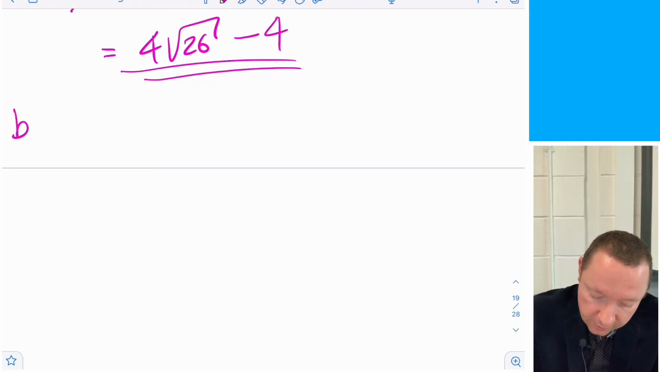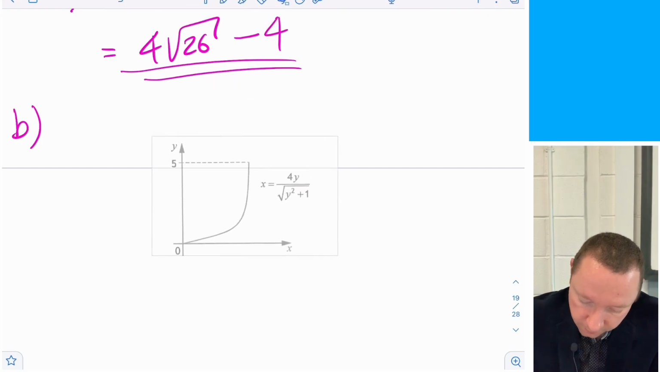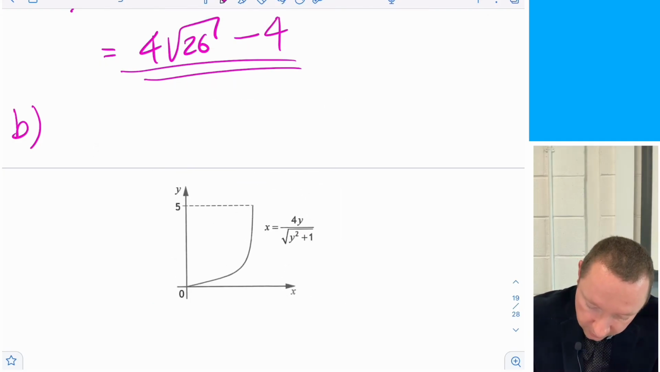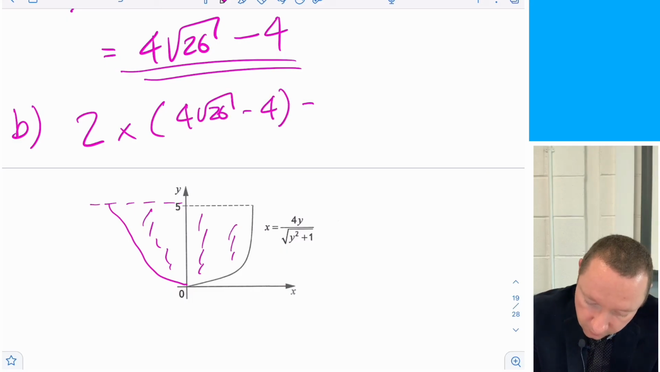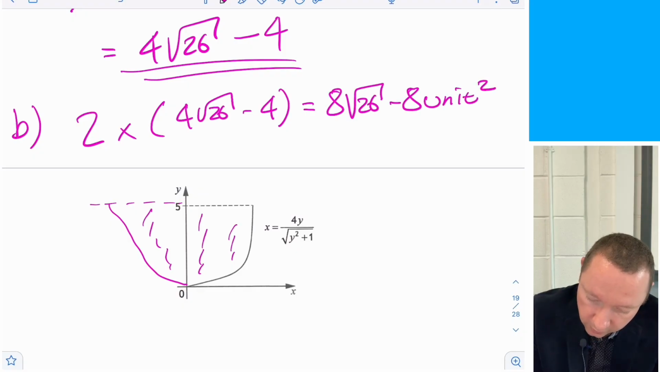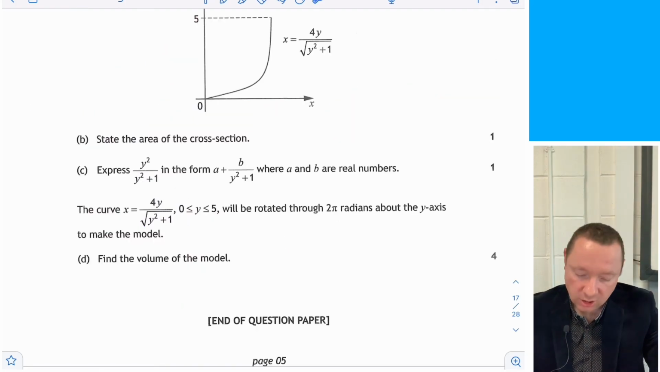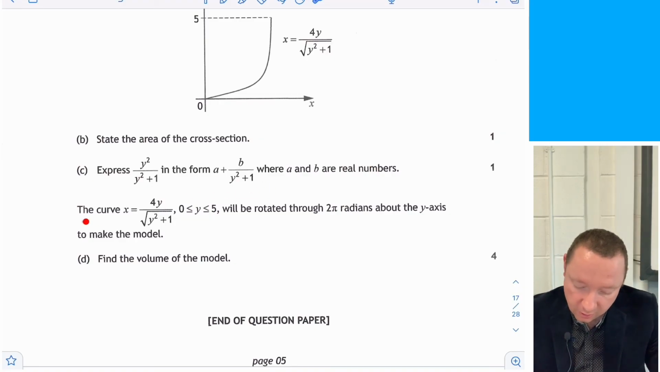So for part B, we've got this picture, symmetrical about the y-axis, so on the other side it goes along and does the same thing. So you've just got another one of these and another one of these. So it's going to be 2 times 4 root 26 minus 4, 8 root 26 minus 8 units squared, because it's area. Question C says express y squared over y squared plus 1 in the form a plus b over y squared plus 1, where a and b are real numbers. It says the curve is rotated through 2 pi radians about the y-axis, find the volume.